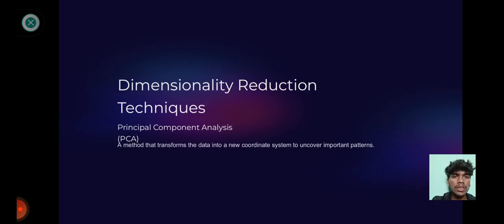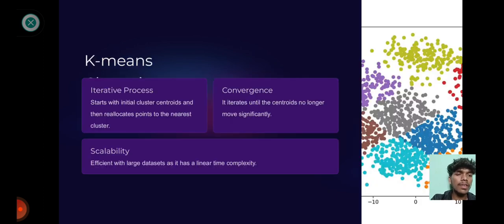Dimensionality reduction techniques: a method that transforms the data into a coordinate system to uncover important patterns. Hierarchical clustering: the agglomerative approach starts with individual clusters and successively merges them. The divisive approach starts with one cluster containing all the points and divides them.